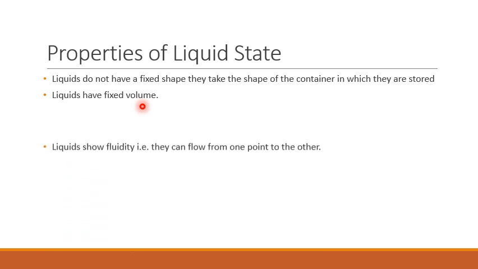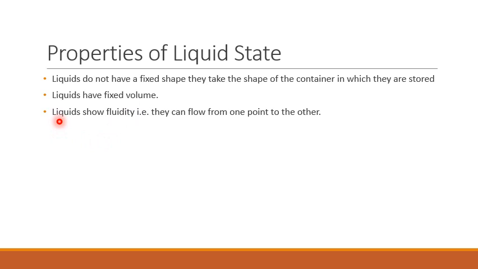Now let's see the next property. The next property says liquids show fluidity. Now what is fluidity? Fluidity is the property of a substance to flow from one point to other. So as we know, the liquids can flow. If I pour water, then it will start flowing from one point to other. So this property of liquids is known as fluidity. So liquids show fluidity, whereas solids don't show fluidity. They retain their shape and don't flow.